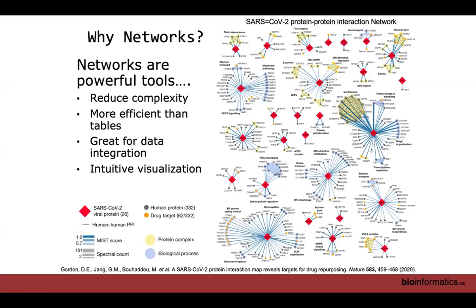So networks are a great way of integrating different data types. And also, last but not least, the visualization itself allows us to uncover many interesting facts about the data that we would not necessarily have seen if we were just looking at a table of results.